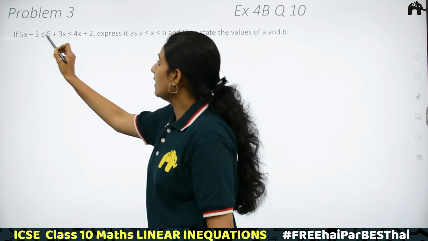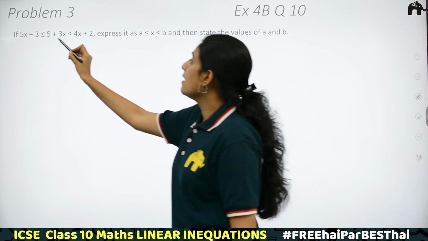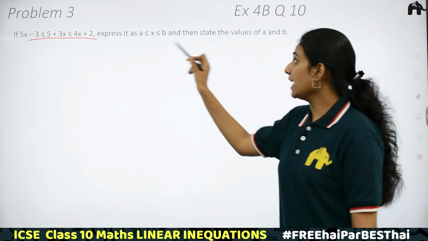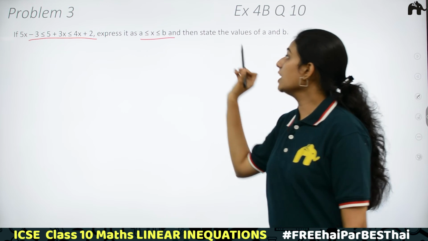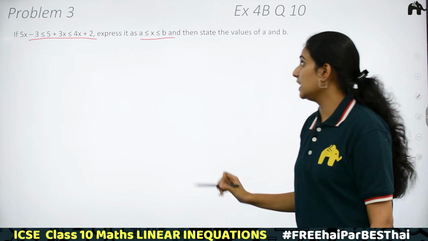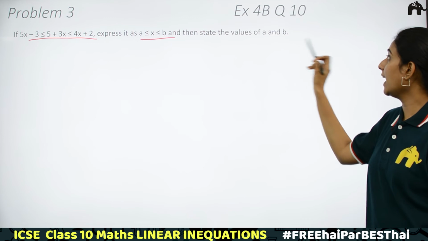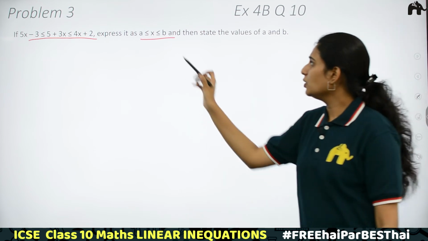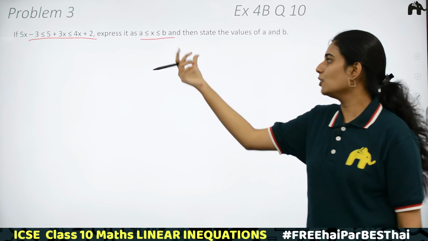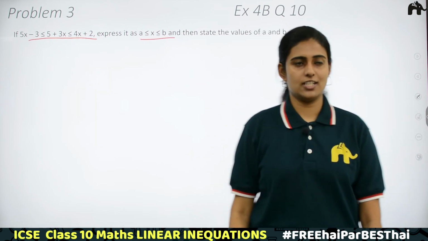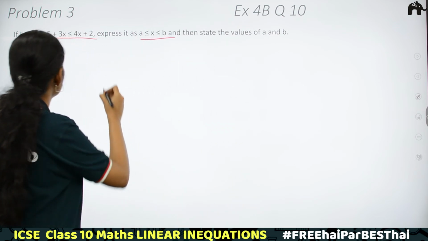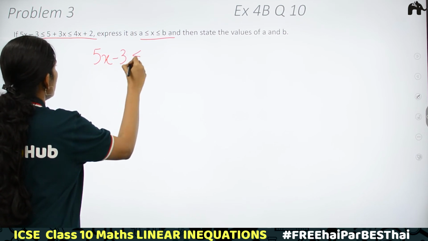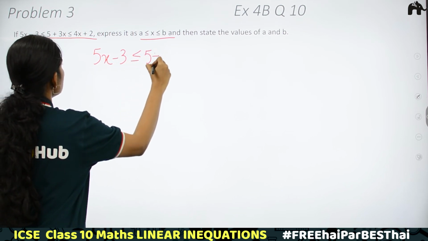If 5x minus 3 less than or equal to 5 plus 3x less than or equal to 4x plus 2, express it as a less than or equal to x less than or equal to b, and then state the values of a and b. We need to find the values of a and b. To get in this form, we just need to solve the given inequation. Take the first part, that is 5x minus 3 less than or equal to 5 plus 3x.